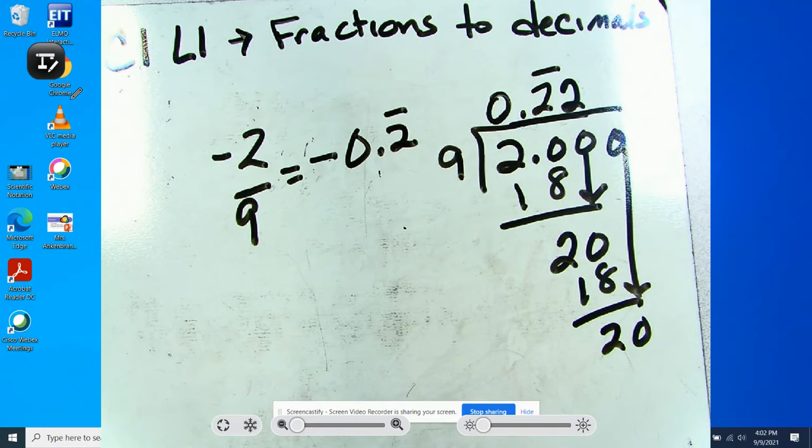This is a repeating decimal. Okay, also a rational number, right? We did that in the last lesson.